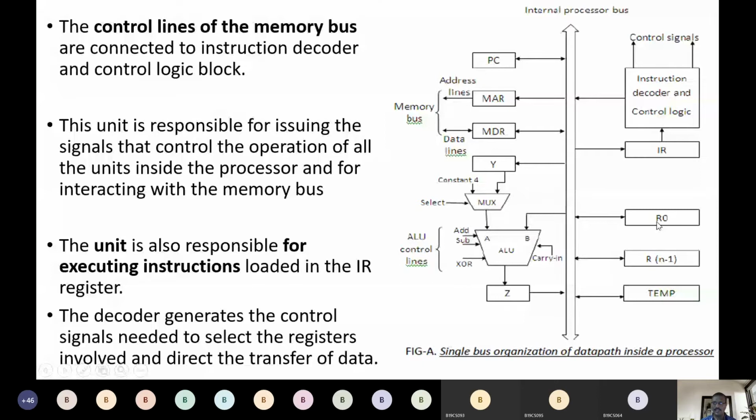So we'll see how data from R0 travels to the ALU via this interface. So this part we will discuss. Next, we will discuss the MAR, MDR part. These we will discuss in today's class. So we will first take this internal subcomponent.